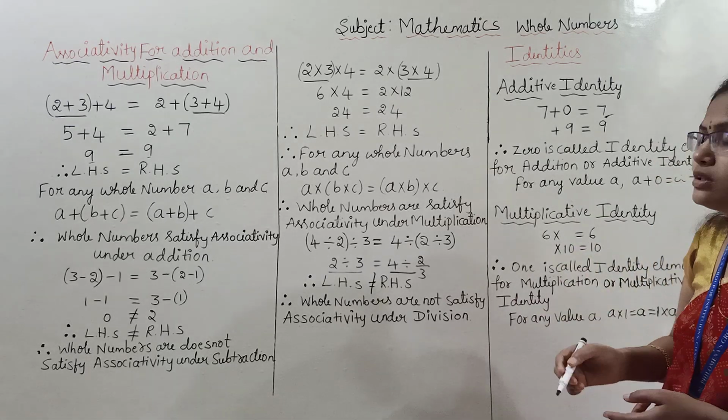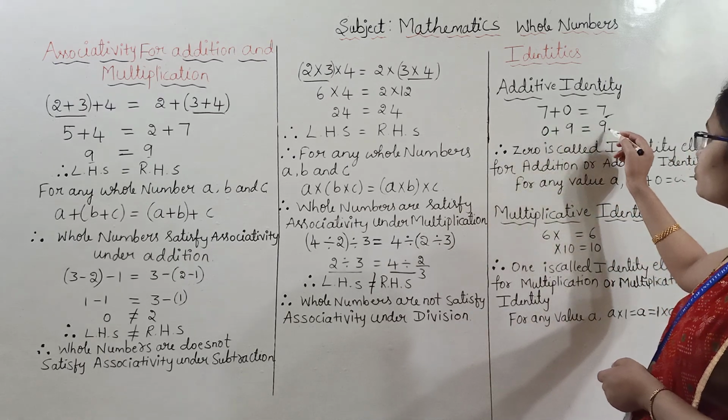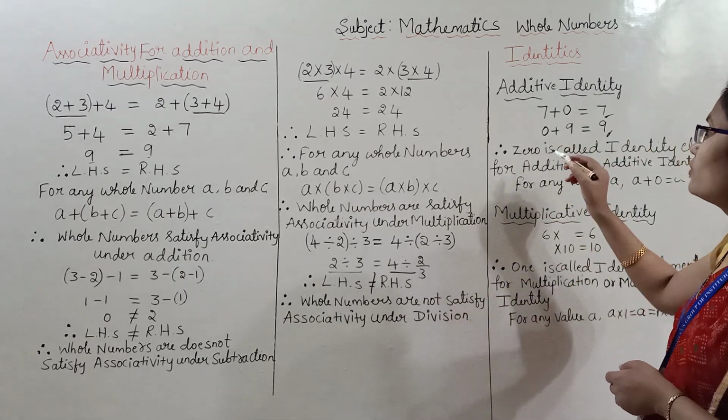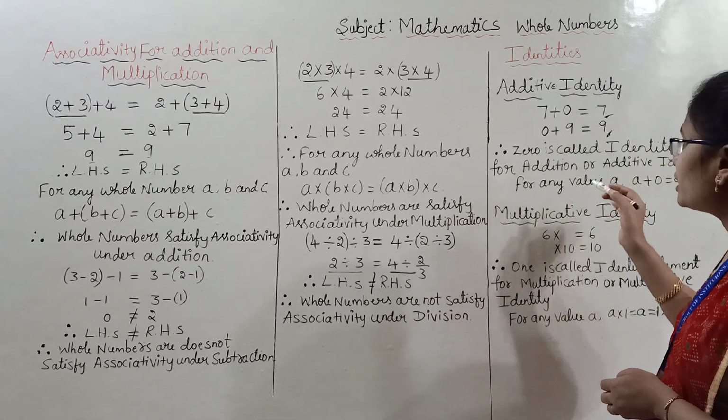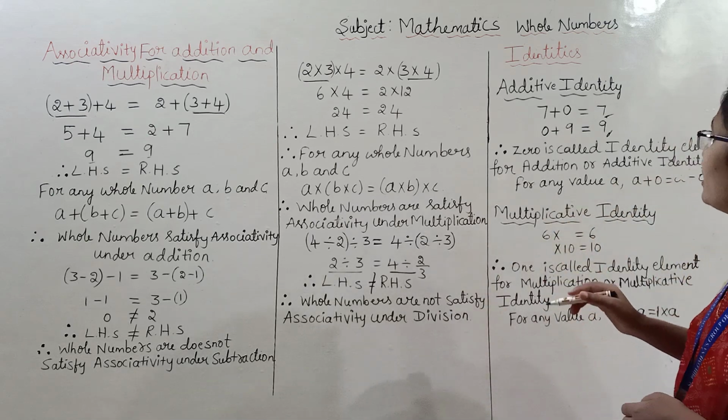Then for 9, which number if added will give 9 only? That is 0. 0 plus 9 is equal to 9. Therefore, 0 is called the identity element for addition, or additive identity.